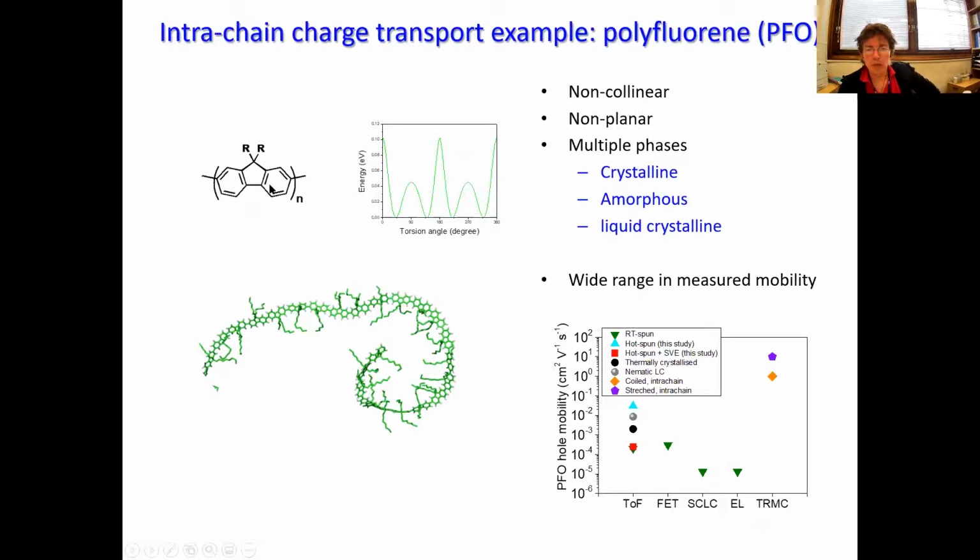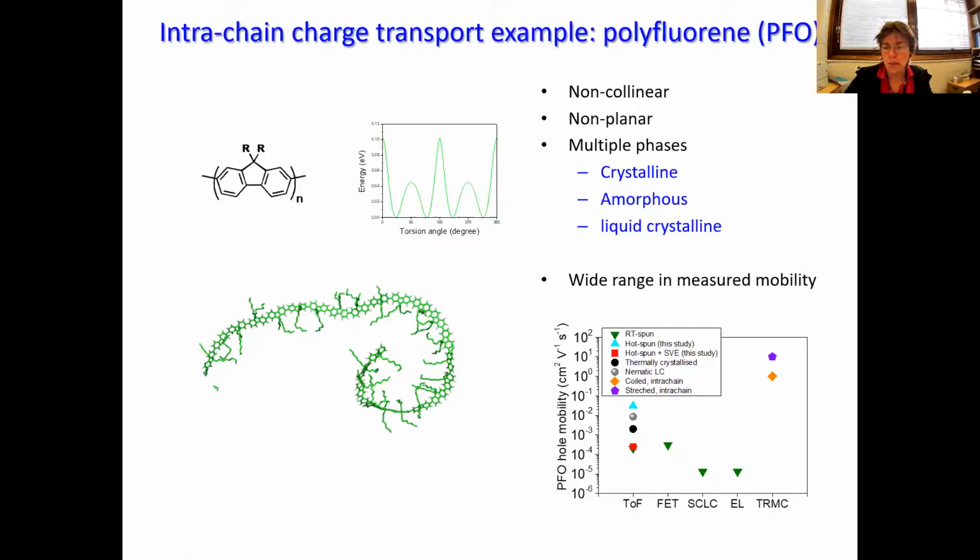It means that in general, the polymer is non-collinear. It's also non-planar because the consecutive monomers have this phenyl-phenyl linkage. That means the ground state geometry has a twist of about 45 degrees in the chain. And the combination of these two effects is that the conformations that a chain can occupy can be quite space-filling.